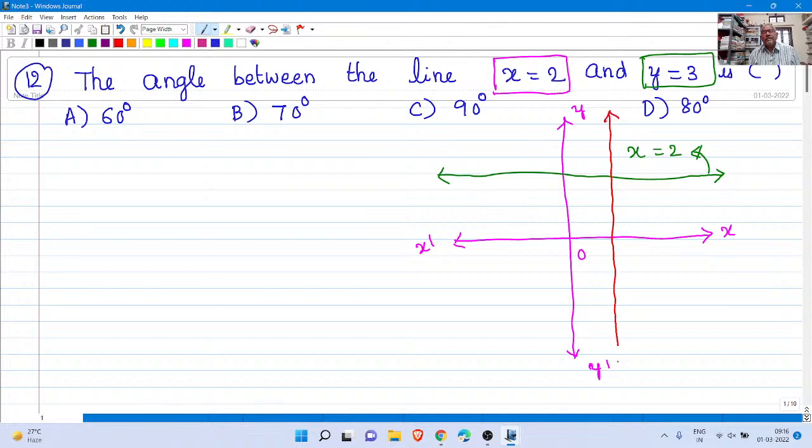So this is y is equal to 3. This is 3 comma 0. Obviously this point will be 0 comma 2. Right? So now the angle between these two lines, this angle we need to calculate. Absolutely this will be 90 degrees. They are right angles. Both are perpendicular lines. So that means 90 degrees is our answer. C is the right option. So by drawing the diagram, in a very simple manner, we can say the answer.